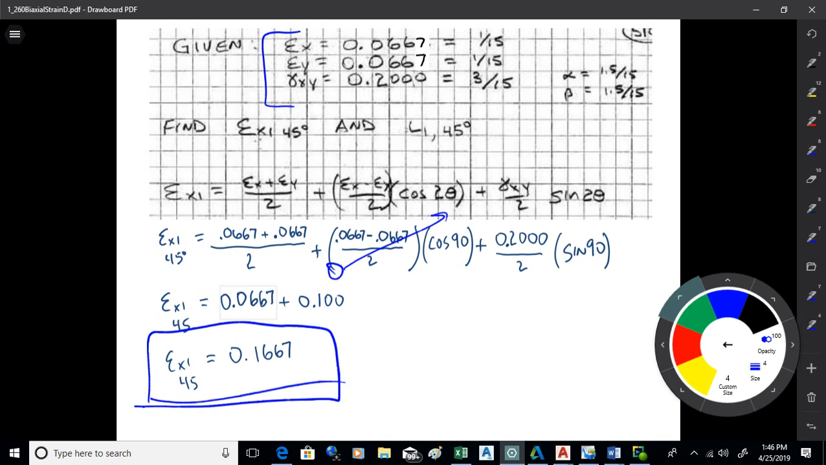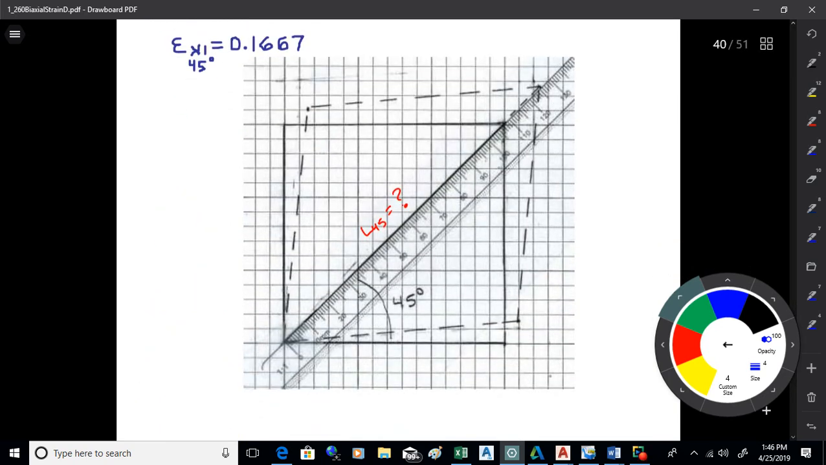So what I'm going to do, I'm going to take that square and I'm going to strain it with those strains shown. So the epsilon x is a strain of 1 over 15. That thing's 15 boxes long. I'm going to strain it out one more box. Same thing for epsilon y. I've got alpha at 1.5 to 15. So that'll kick up like that by 1.5 boxes, as is beta, this angle over here. Kick that one over up by 1.5 boxes.